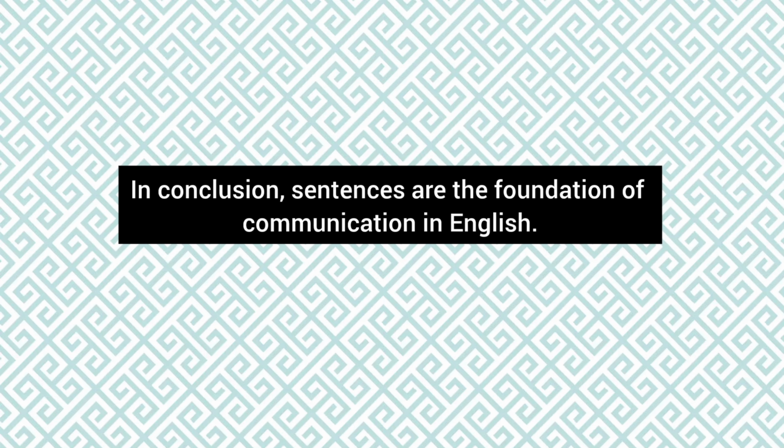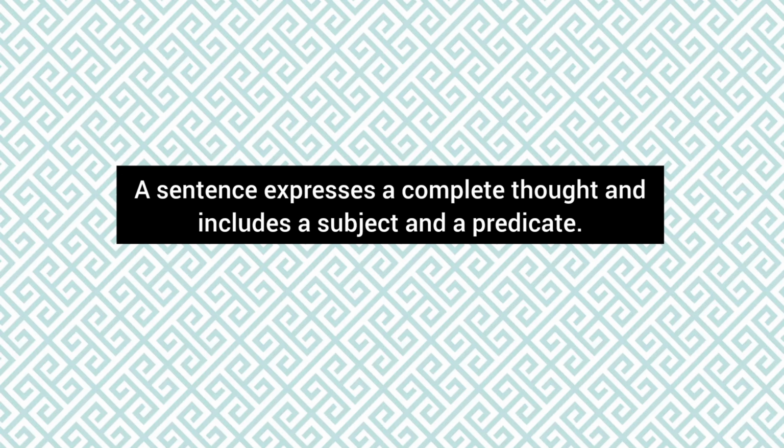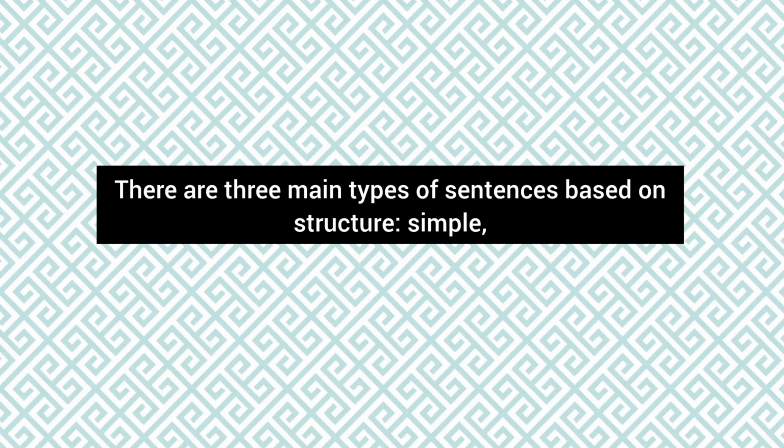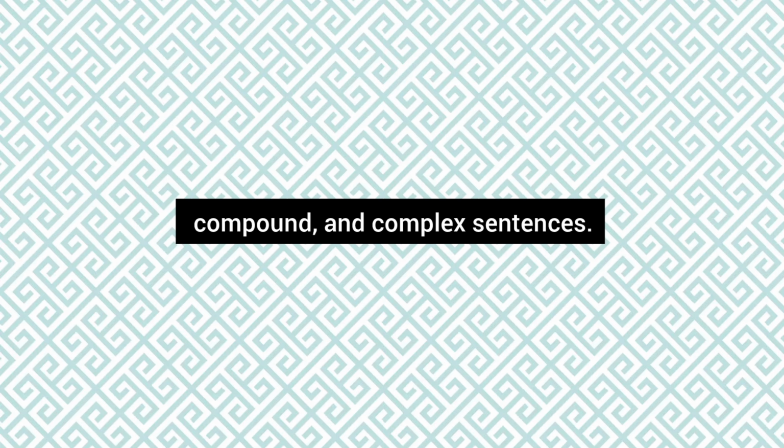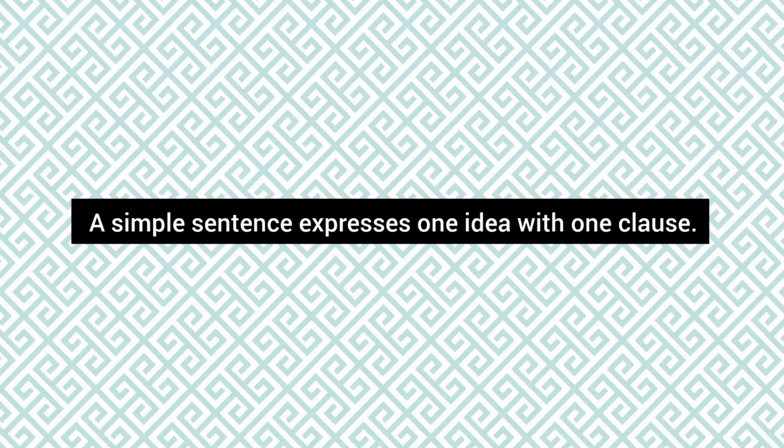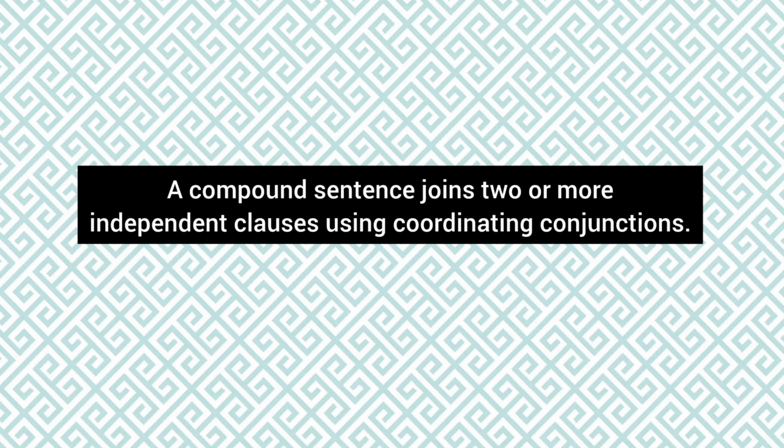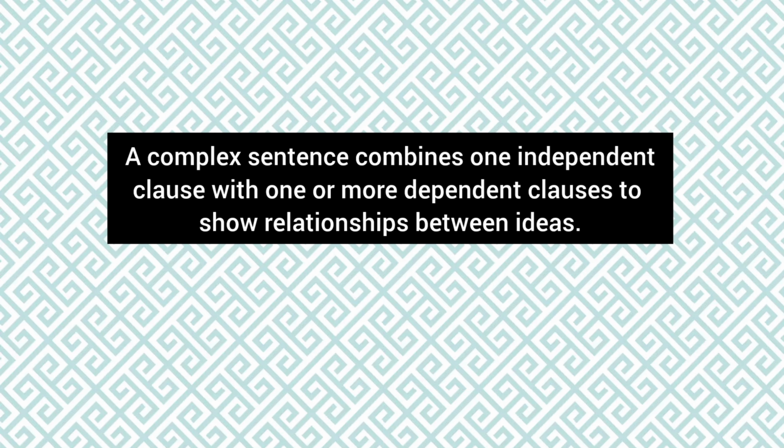In conclusion, sentences are the foundation of communication in English. A sentence expresses a complete thought and includes a subject and a predicate. There are three main types of sentences based on structure: simple, compound, and complex sentences. A simple sentence expresses one idea with one clause. A compound sentence joins two or more independent clauses using coordinating conjunctions. A complex sentence combines one independent clause with one or more dependent clauses to show relationships between ideas.